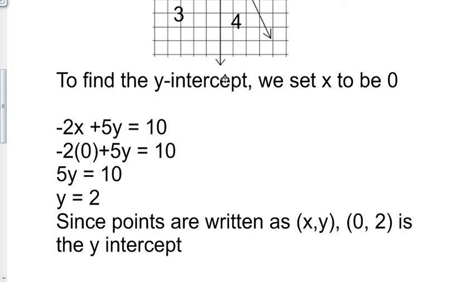To find the y-intercept, set x to be 0 in our equation. So negative 2x plus 5y is equal to 10. Negative 2 times 0 plus 5y is equal to 10. Divide by 5 on both sides to get y is equal to 2. Since points are written as x comma y, 0 comma 2 is the y-intercept. Our x value is 0 and y is 2.